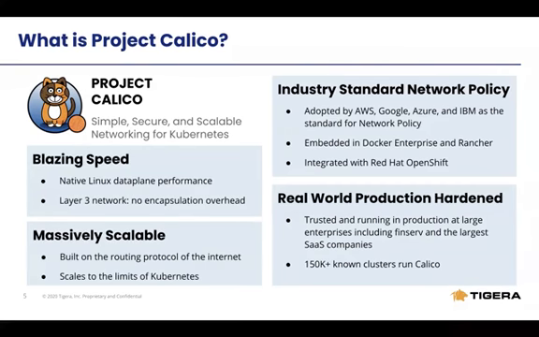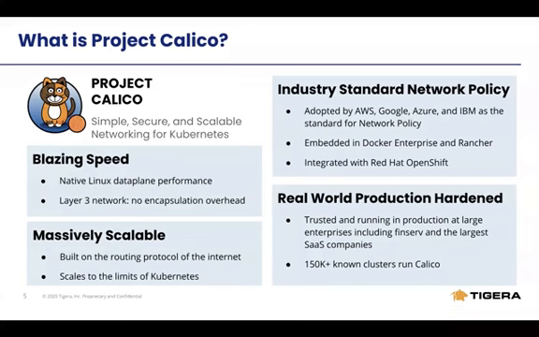It is massively scalable, mainly because it's built on the routing protocol of the internet, BGP. So really the scale of your Kubernetes environment is limited by Kubernetes scale itself, so the number of pods per node or number of nodes and other factors, of course. Networking should not be your limiting factor when it comes to scale.